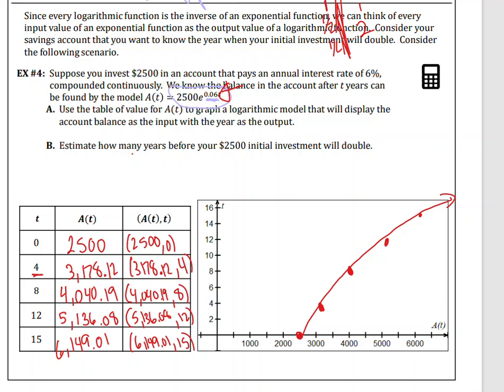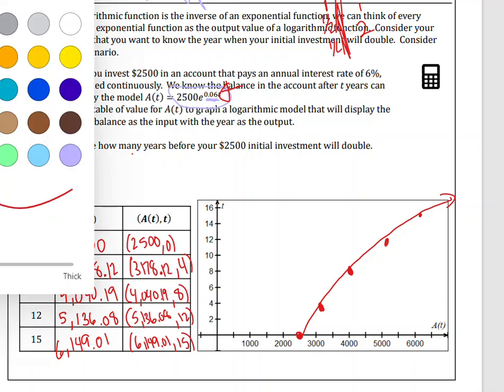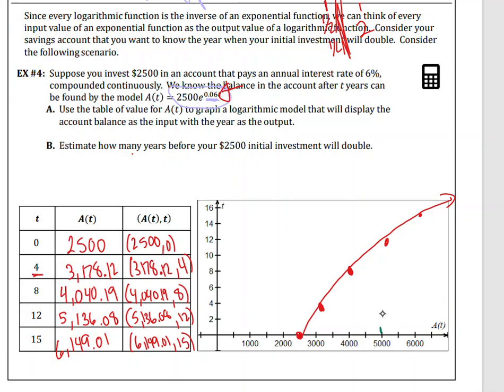It says now to estimate how many years before your $2,500 initial investment will double. Well, to double, it would need to be at $5,000. So what would happen is we look at where 5,000 is, which is here, and I'd hit kind of where my line is, and then I'd go over this way.